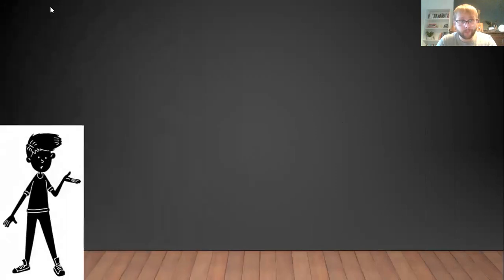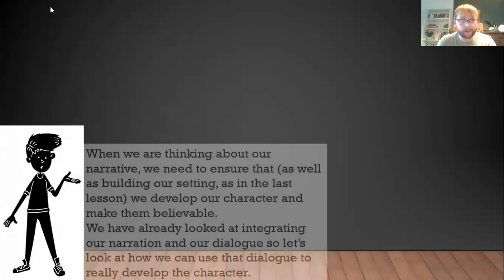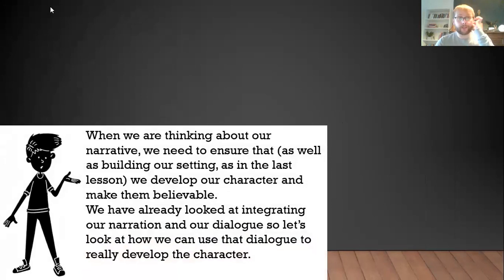So what does that look like then? Well, we've got 2 characters. We've got Elliot here, and we'll look at him first. So we need to think, when we are doing our narrative, we must build those characters up. We've got to let the person reading know who this person is, what they're all about, how they're feeling, what their sort of character is like. And we must make them believable.